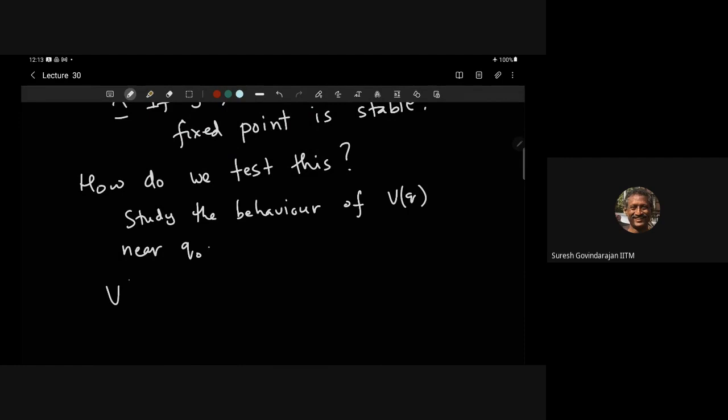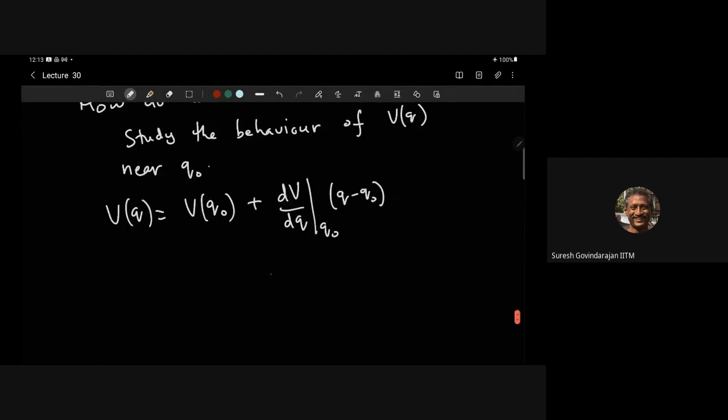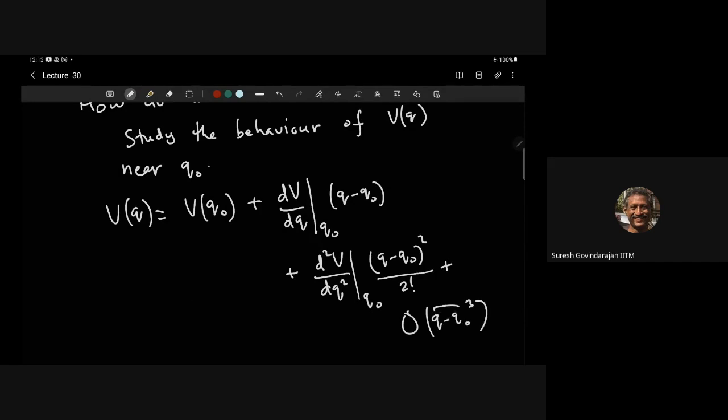We write V of Q as some boring constant plus dV by dQ at Q naught times (Q minus Q naught), plus d square V by dQ square at Q naught times (Q minus Q naught) whole square divided by 2 factorial, plus order (Q minus Q naught) whole cube. Right, this is the behavior. So the first question is, what can we say about dV by dQ at Q naught?